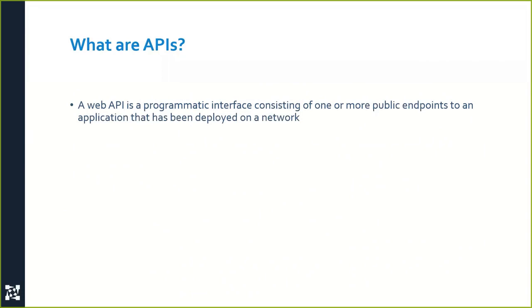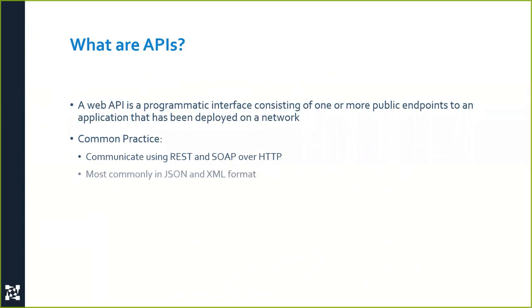Now, with most APIs, there are a few common practices, one of which is that they usually communicate using REST or SOAP over HTTP. And the other is that they are usually in either JSON or XML format. Now, these are most common. There are some deviants, but this is the usual ones that we see. So this is a nice definition for APIs, but it doesn't really get a picture in your mind.